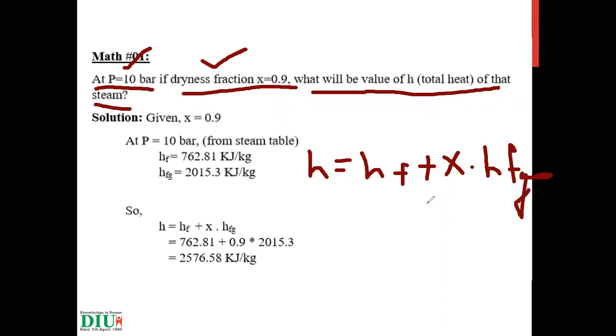From here, the value of X is given, which is 0.9, and we have to get the values of HF and HFG, the sensible heat and the latent heat. I told you that we will find these two values from the steam table. Okay, let's go to the steam table.